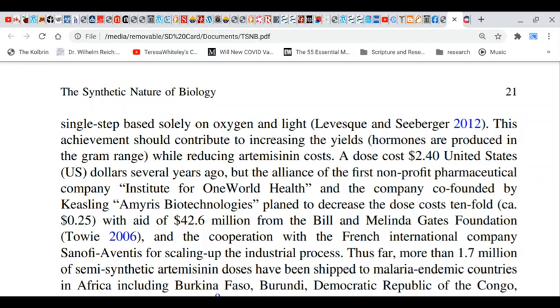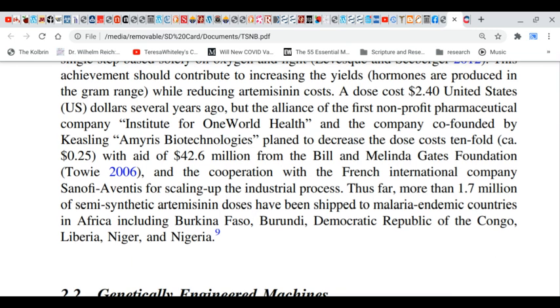A dose cost of $2.40 United States dollars several years ago, but the alliance of the first nonprofit pharmaceutical company, Institute for One World Health, and the company co-founded by Kiesling's, Amyris Biotechnologies, plan to decrease the dose cost tenfold to 25 cents, with an aid of $42 million from the Bill and Melinda Gates Foundation, and the cooperation of the French international company Sanofi Aventis for scaling up the industrial process.